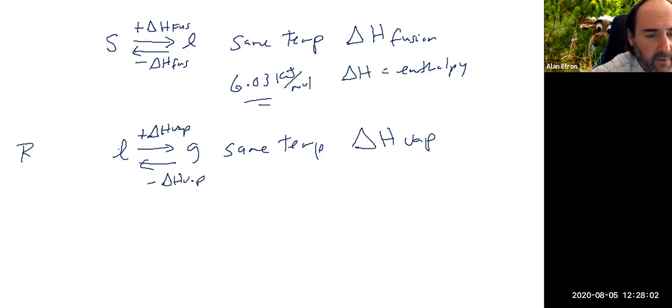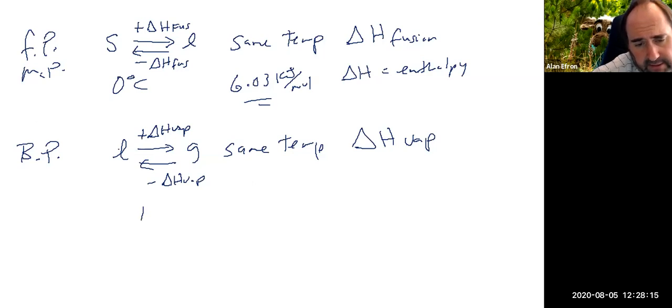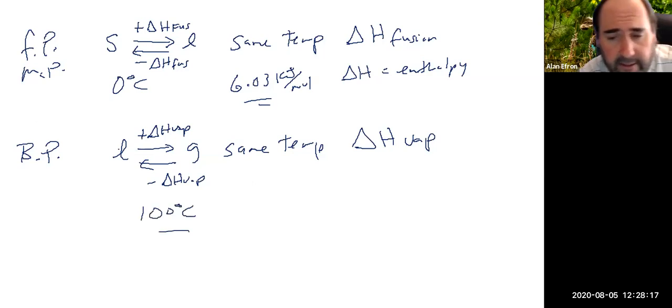This happens at the boiling point of a solution. This happens, by the way, at the freezing point or melting point of a solution. And again, for water, for example, that's 0 degrees Celsius. That's 100 degrees Celsius for water at the boiling point where this occurs. And again, that's what that delta H of vaporization is in there as well.